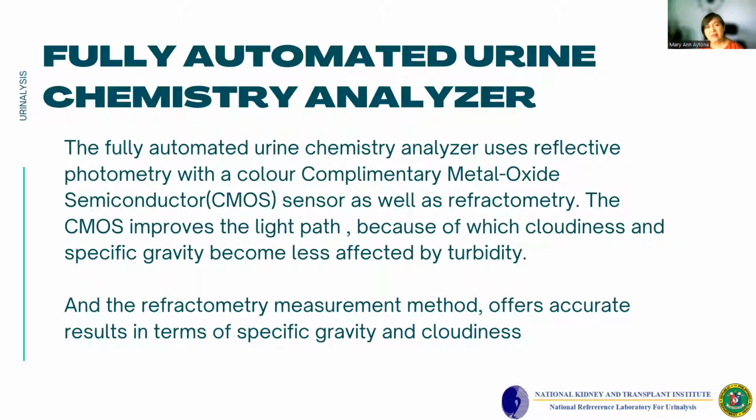So we discussed the fully automated urine chem analyzer. This uses reflectance photometry with a color complementary metal oxide semiconductor, or CMOS, sensor as well as refractometry. The CMOS improves the light path, because of which cloudiness and specific gravity become less affected by turbidity. And the refractometry measurement method offers accurate results in terms of specific gravity and cloudiness.